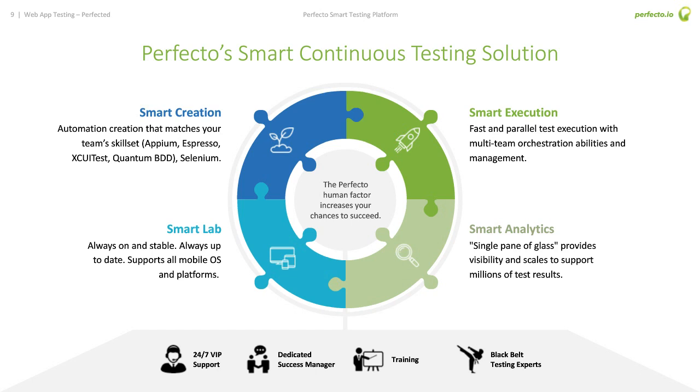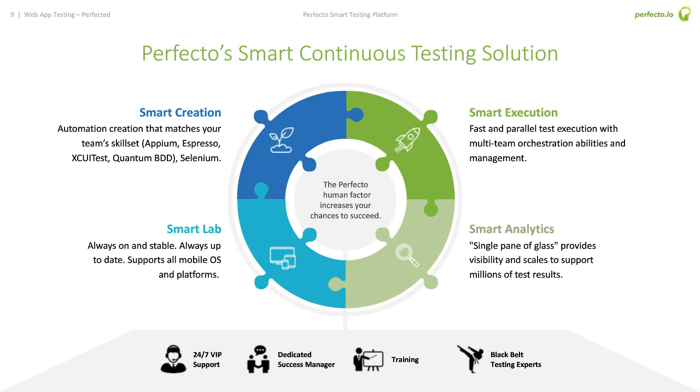So smart creation, I think this is the key piece I wanted to touch on today, was automation creation that again matches your team's abilities and skill sets. Appium, Selenium, which is what we talked about today. If you're in another session, we will cover XCUITest and Espresso for Android and iOS, obviously native app testing. But the key piece here is the ability to allow you to create and author and modify those tests according to the skill sets within your organization.